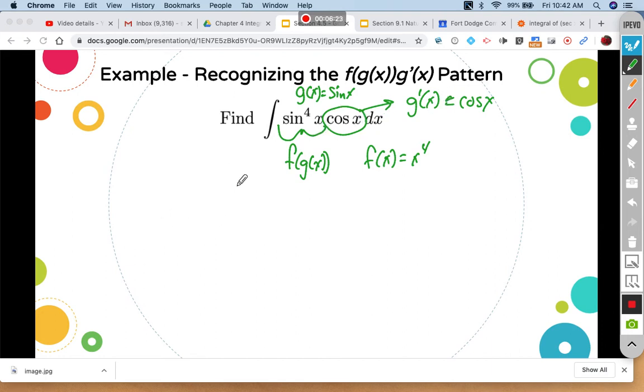So I can rewrite this as the integral of u to the fourth du, which is going to be 1/5 u to the fifth plus a constant. And my u, which is my g of x, is just sine x. So this is 1/5 sine to the fifth x plus your constant.